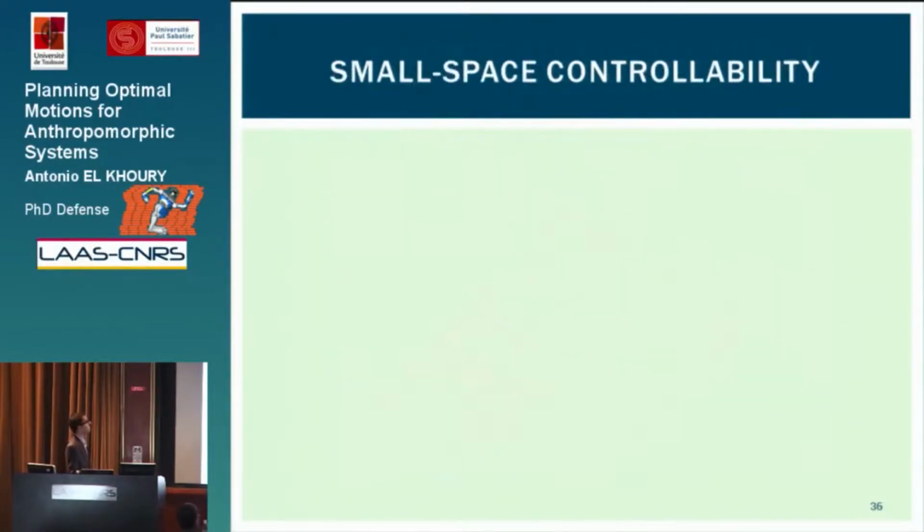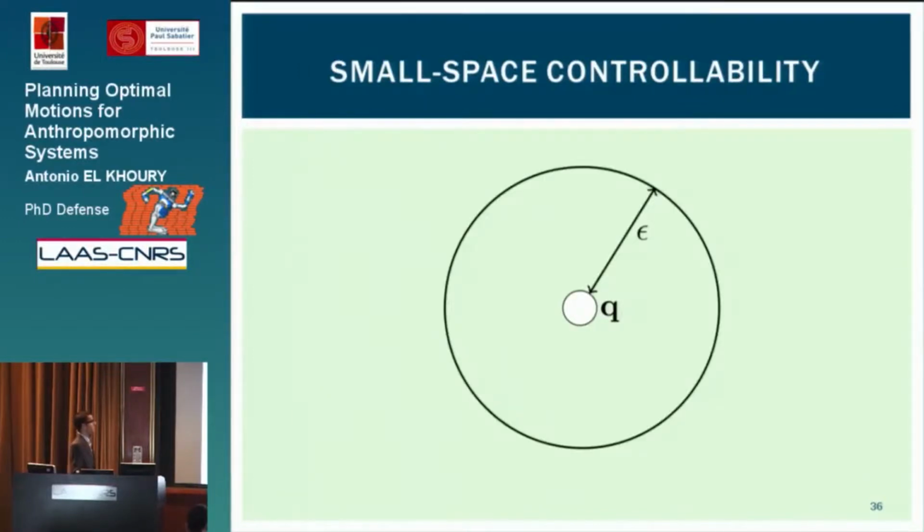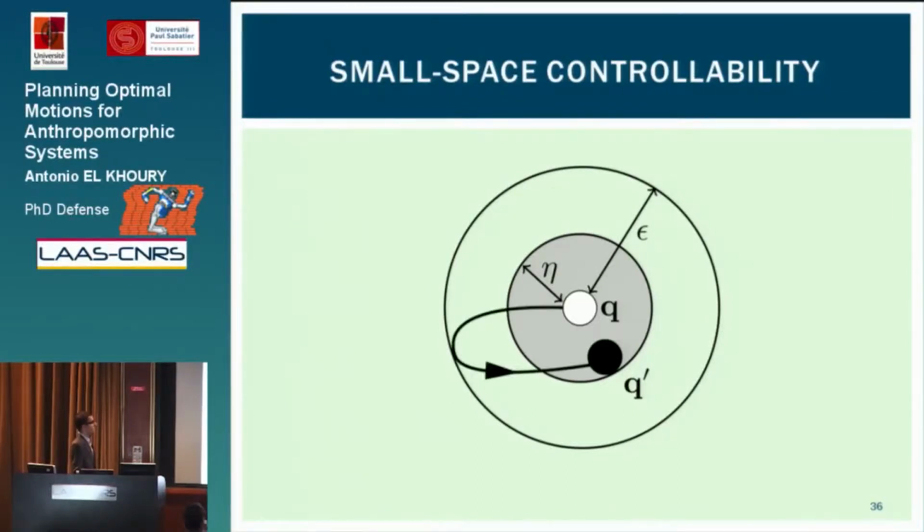sequence of stepping motions. So I'll first introduce the notion of small space controllability of a system. A system is said to be small space controllable if, for any configuration Q of the system and for any positive epsilon, there always exists an eta, such that for any configuration Q prime inside the ball of center Q and radius eta, there exists a trajectory that will go from Q to Q prime while remaining entirely inside the ball of center Q and radius epsilon.